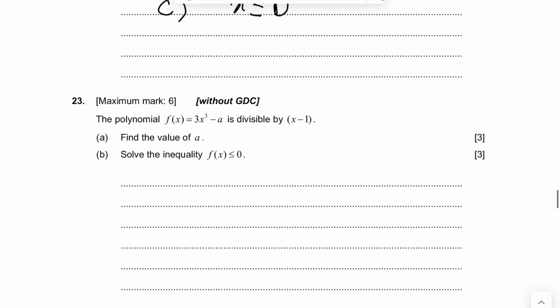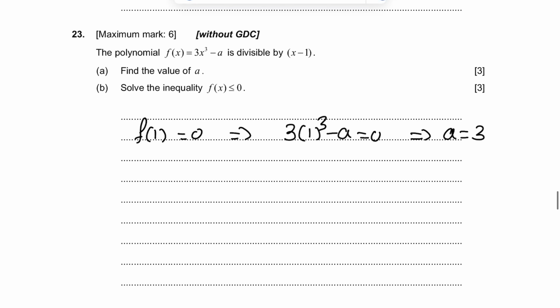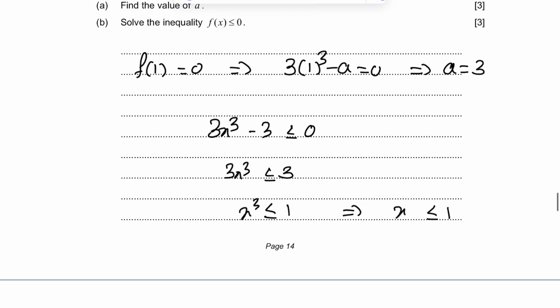Next, question number 23. The polynomial f of x is 3x cubed minus a, divisible by x minus 1. So f of 1 should be equal to 0. It implies 3 times 1 cubed minus a equals 0, so a equals 3. Solve the inequality. So 3x cubed minus 3 should be less than or equal to 0. So 3x cubed is less than or equal to 3, x cubed is less than or equal to 1. It implies x is less than or equal to 1.